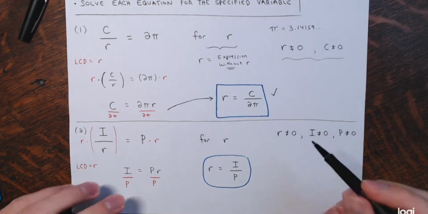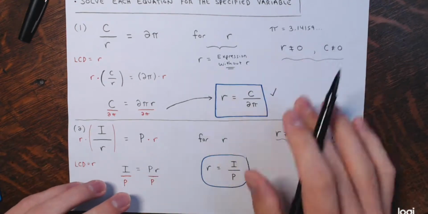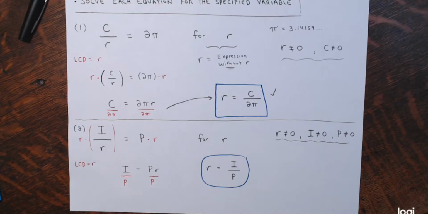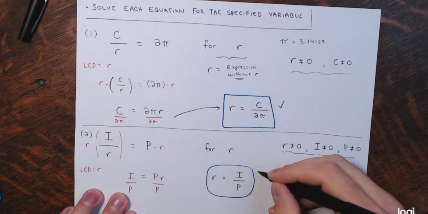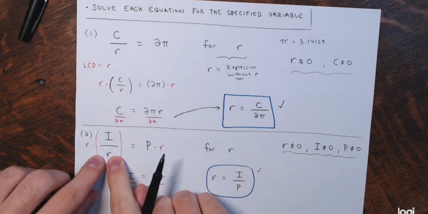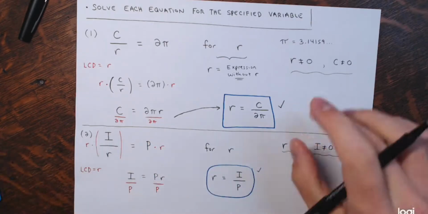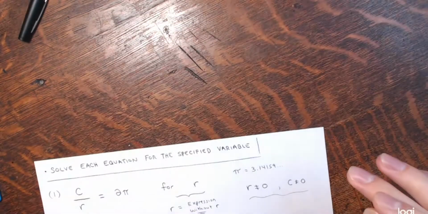Alright, again, I'm not going to do this anymore. You can figure out what values the variables can't take throughout the process of a problem. I'll just solve these equations for the specified variable. And then again, don't forget to check the solution. Replace r with I over p, and you'd see the I's would cancel after multiplying by the reciprocal, and you get p equals p back in the original statement. It would be true.